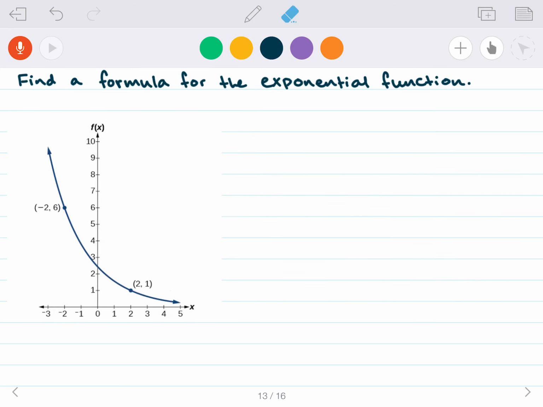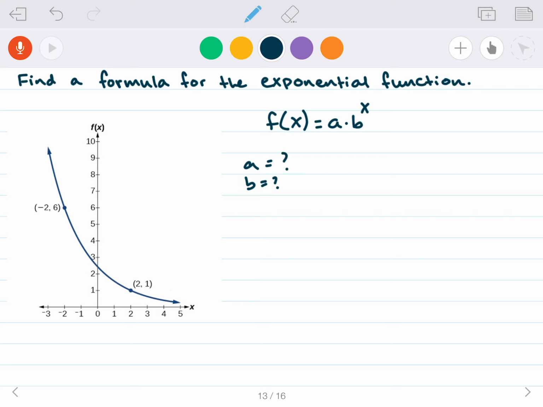Okay, so we want to find a formula for this exponential function, but notice that we're not given our initial value a. It looks like it could be about 2.5, but we're not sure from the picture. So we want to use the points that were given instead to figure out our function. Our exponential function is going to have the form f of x equals a times b to the x, and our job is to figure out what a is and what b is.